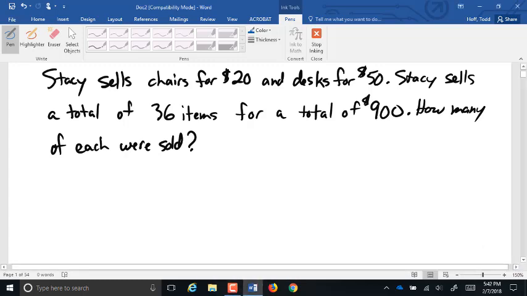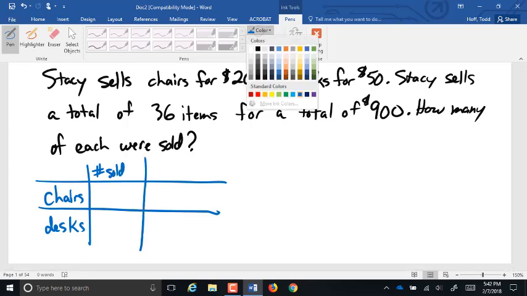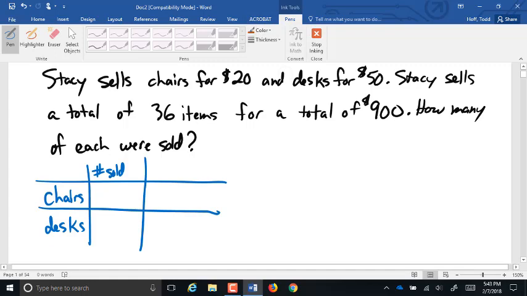Let's see how it's going. So here we have chairs and desks. We do need the number sold. And again, we need to look to see if one is calculated from the other. And this time it really isn't. There isn't one that's a certain percentage of the other, or a certain multiple of the other. But we do know a total of 36 items.